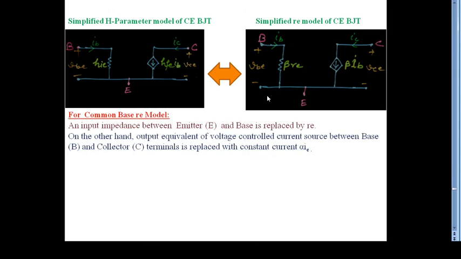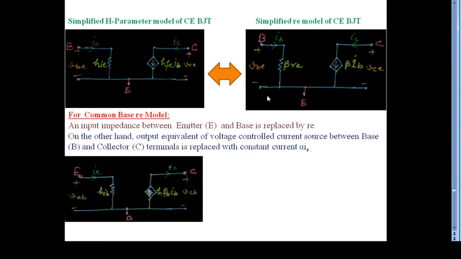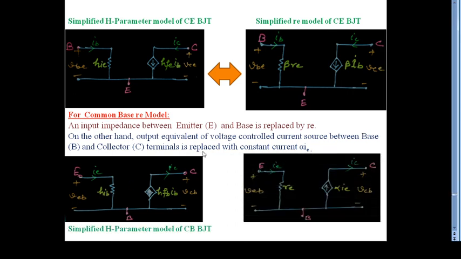Next, for common base, instead of HIB we simply write in terms of only RE, and this one is your alpha I. Yes or no? Clear? This is very simple, you have to practice it. So this one is common base. Actually, in common emitter HIE is represented by beta RE, and in common base HIB by RE and alpha I.